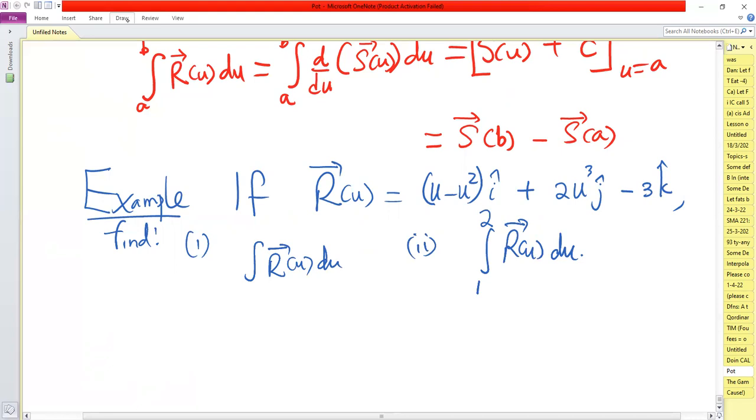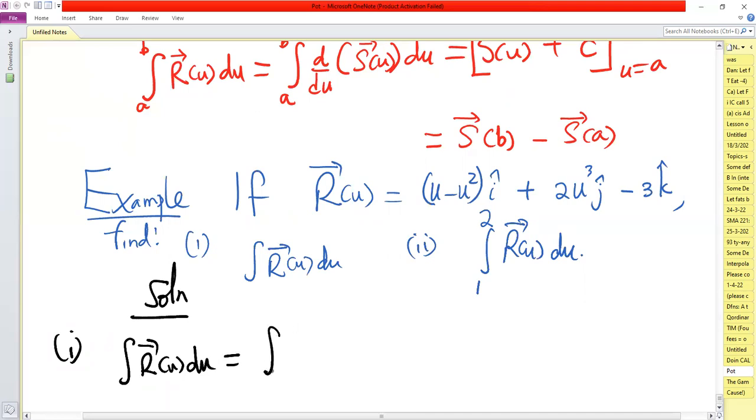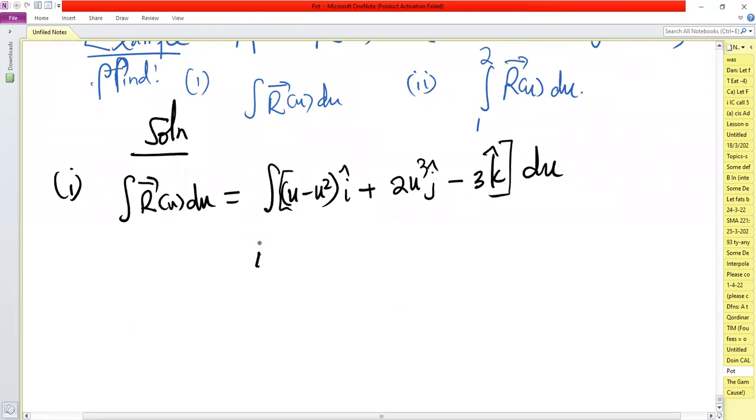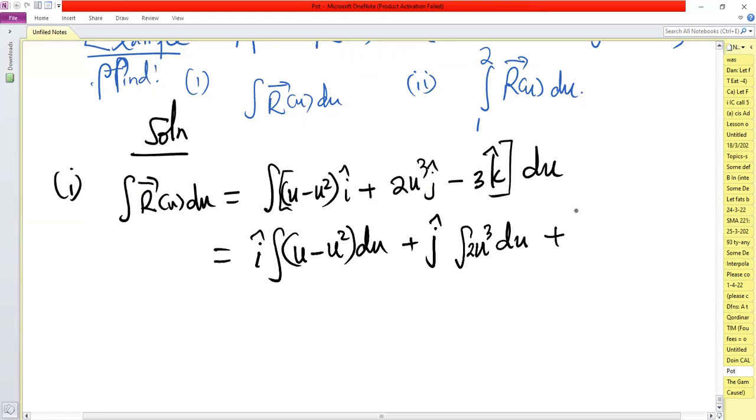So part one's solution. The integral of R of u with respect to u will be given by the integral of u minus u squared i plus 2u to the power 3 j minus 3k, with respect to u, which can be written as i integral of u minus u squared du plus j integral of 2u to the power 3 du plus k integral of minus 3 du.